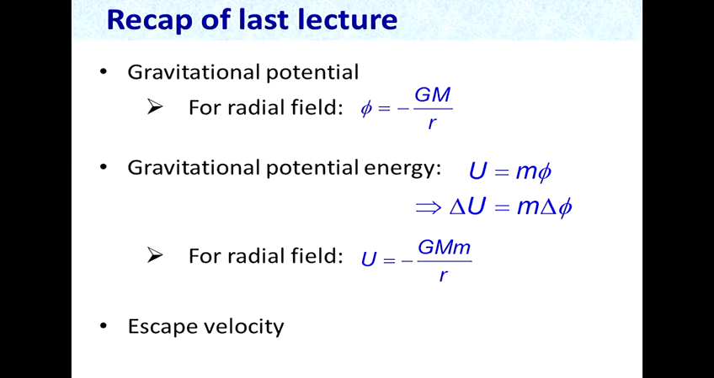Then we finally ended off with the escape velocity. It is the minimum velocity the object must have to escape from the gravitational field to be able to go to infinity with minimum, what we call 0 KE. So to calculate escape velocity, we make use of conservation of energy. Total initial KE and GPE equals total final KE and GPE. And the GPE at infinity is 0.